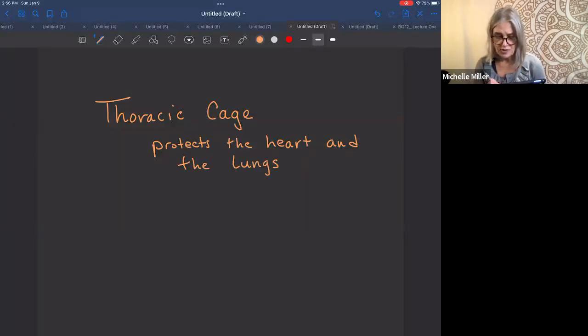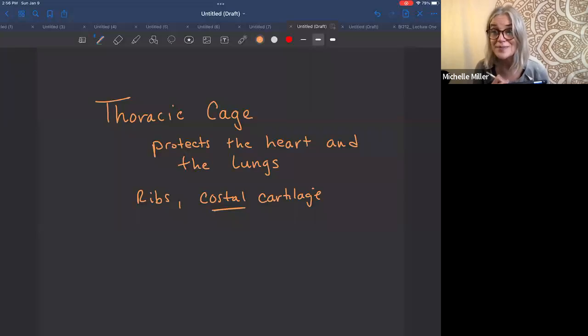So it includes the ribs, which in some cases are true ribs. We also have false ribs and we have floating ribs, which we'll talk about in a minute. And then we also have cartilage that helps to connect those ribs. So we might have talked about costal cartilage. So costal refers to ribs.